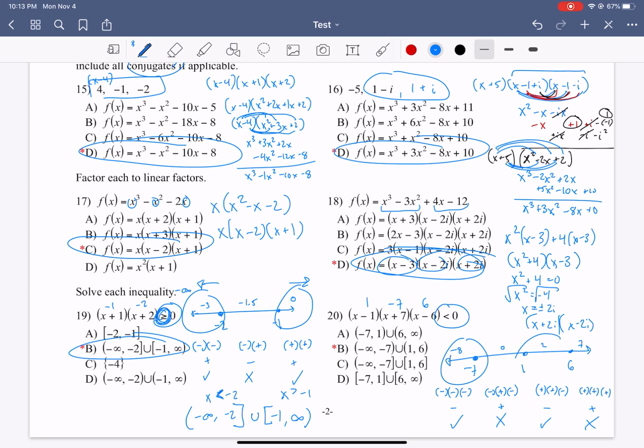So we have these two intervals, which will be to the left of negative 7 and in between 1 and 6. So based on this inequality, we would have parentheses. So we have negative infinity to negative 7. And then over here we have 1 to 6. So that's how we get B.